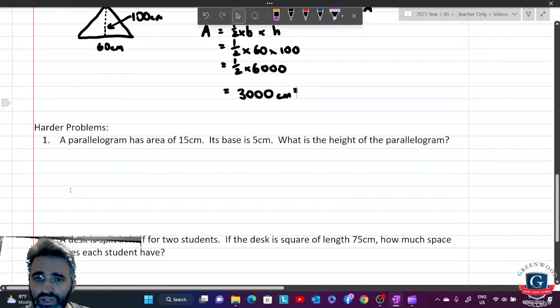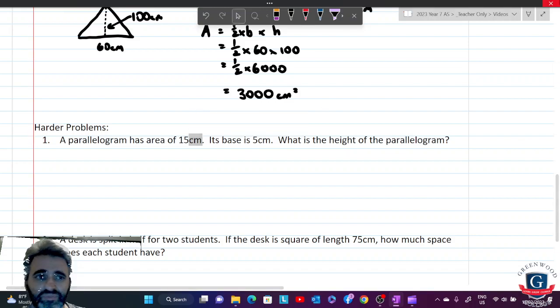Now, a few harder problems. A parallelogram has an area of 15 centimeters. Oh, that can't be. It would have to be 15 centimeters squared. Let's fix this up.